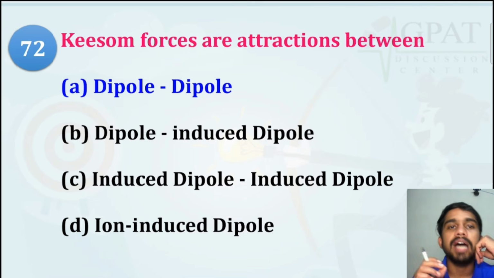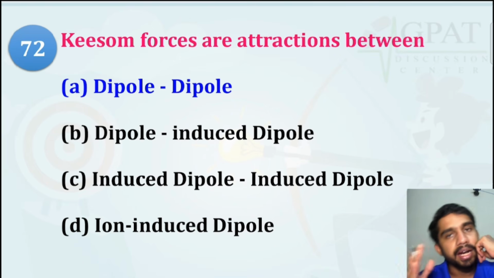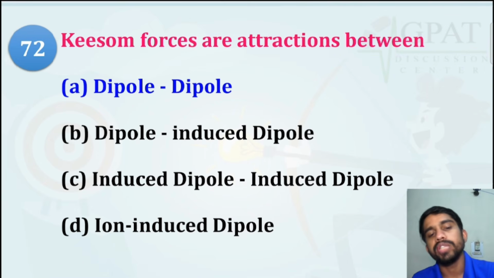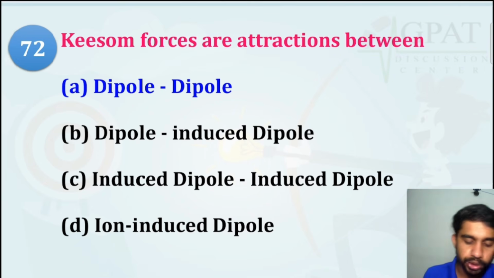The order of strengths, highest first, goes: ion, then ion-dipole, then hydrogen bond, then dipole, then your London forces, that is your induced dipole. Okay, now next question, question number 73.